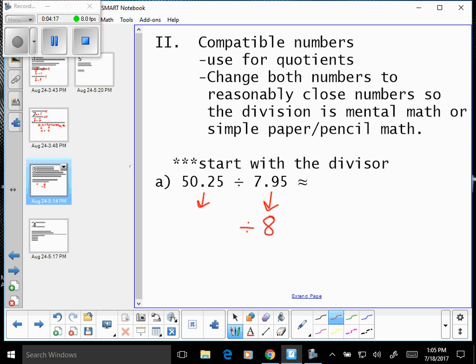So if I really think of all my multiples of 8, 1 times 8 is 8, 2 times 8 is 16, 3 times 8 is 24, 4 times 8 is 32, 5 times 8 is 40, 6 times 8 is 48, and 7 times 8 is 56. Now 50.25 falls between those 2 numbers, 48 and 56. It's closer to the 48 than it is to the 56. So I would recommend changing it to the compatible number of 48. Now I can do the division and I will have a 6.